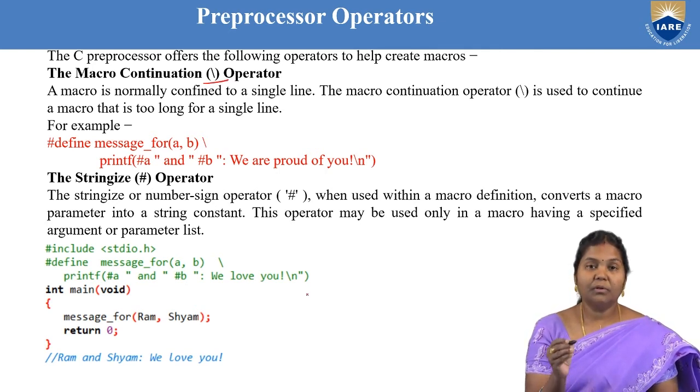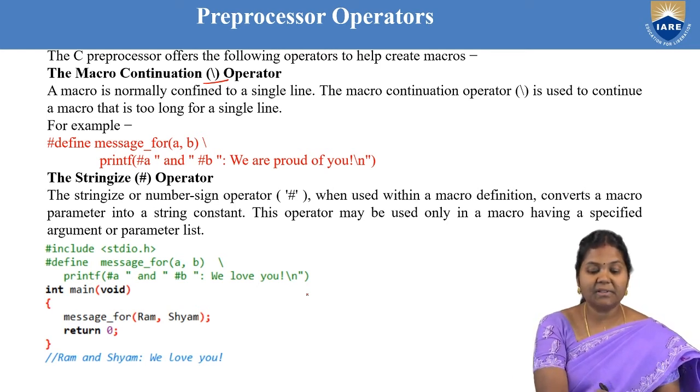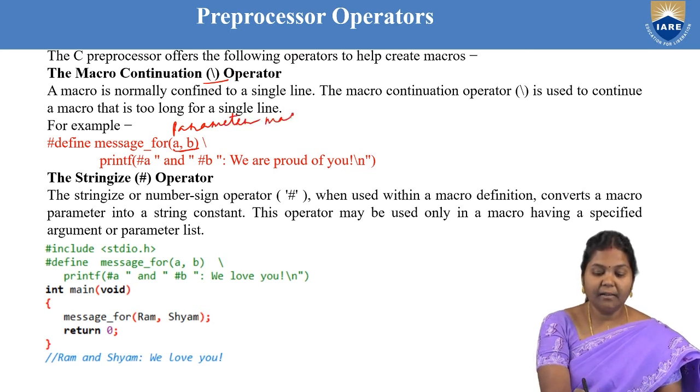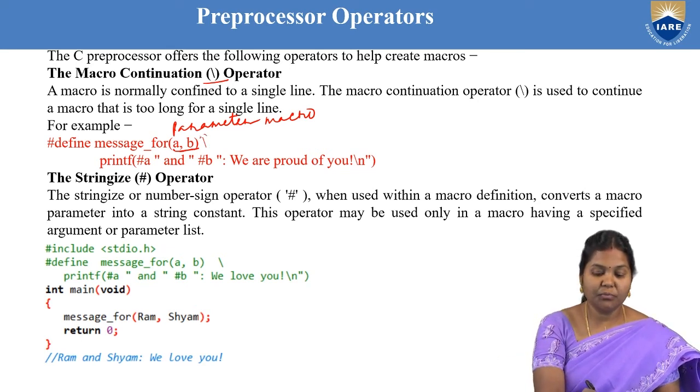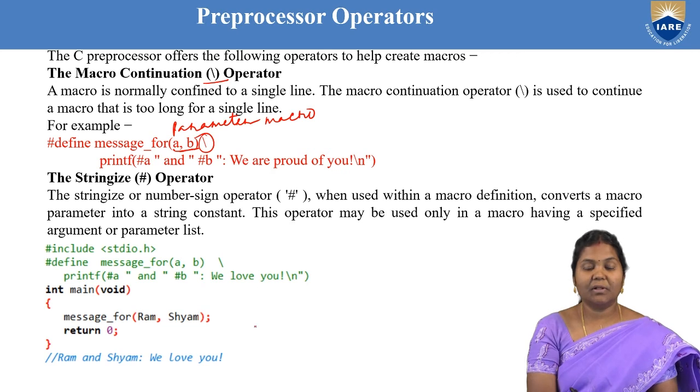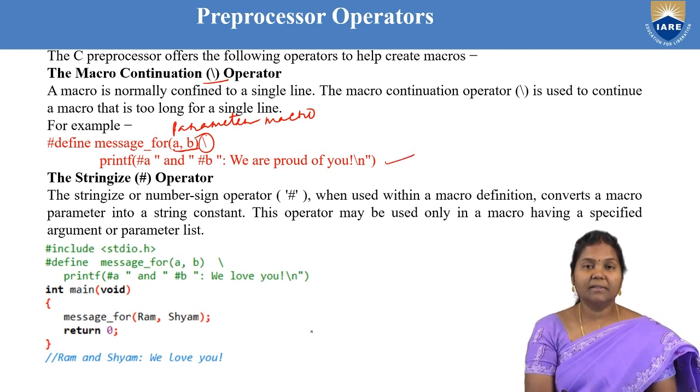Whenever you are defining a macro which will extend to more than one line, you can use this continuation operator. For example, #define message(a, b). That means I'm using a parameterized macro here, and this macro is extending for more than one line. So I can use this operator called slash. This is called the macro continuation operator, which means that this macro is still continuing. And this is the printf statement we have used in this second line.